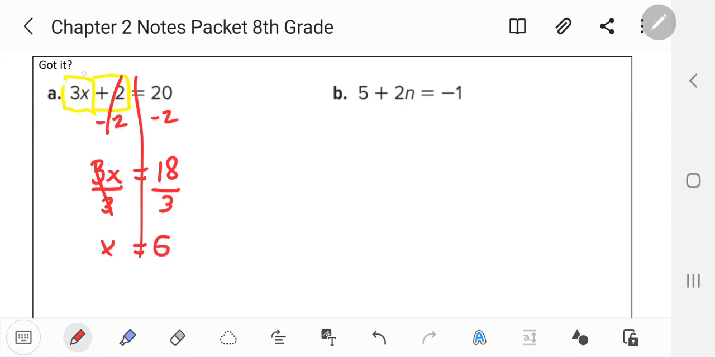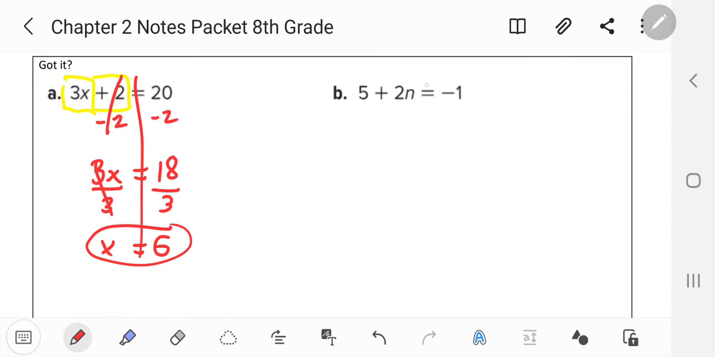Now you can just kind of mentally check it out. 3 times 6 is 18, plus 2 is 20. All right? So we can circle that with confidence because we checked it really quickly in our heads.